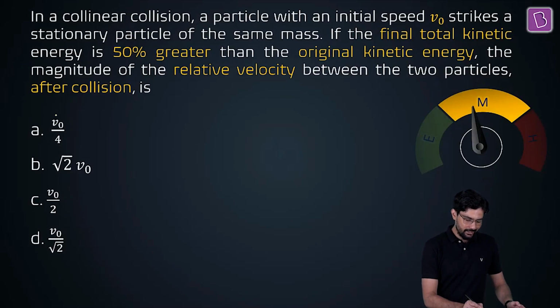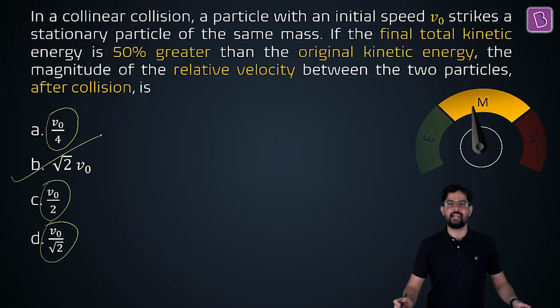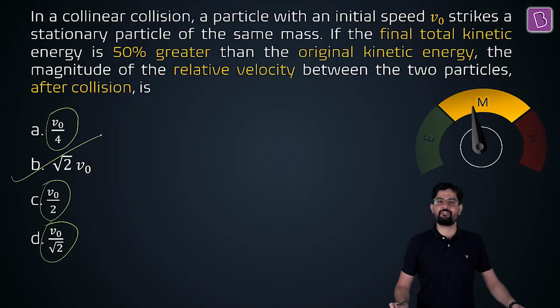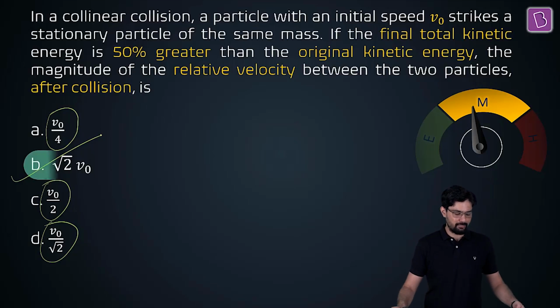Because in option A, the velocity of separation is less than V0. In option C also it is less than V0. And option D also it is less than V0. Which leaves us with option B as the right answer. So you could have saved a lot of time if you could have approached this problem via the shortcut. So in this case, we can tick option B as the right option.